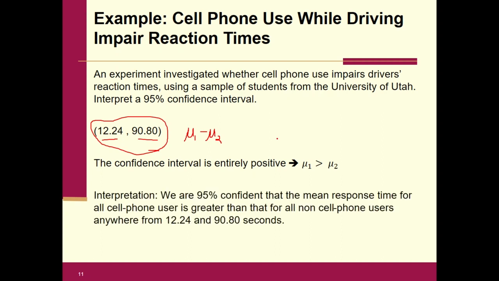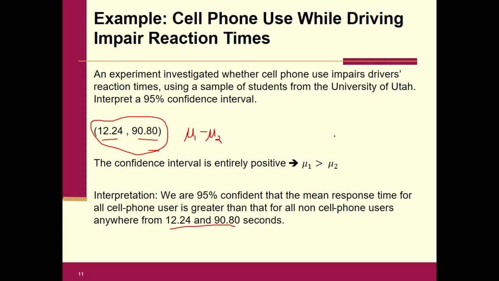So here's our interpretation. We're 95% confident that the mean response time for all cell phone users is greater than that for all cell phone users. Same idea, but the confidence interval is actually telling us a little bit more. Why? Because it's telling us how much of a difference there is. Okay, so it's telling us that there's that big of a difference.